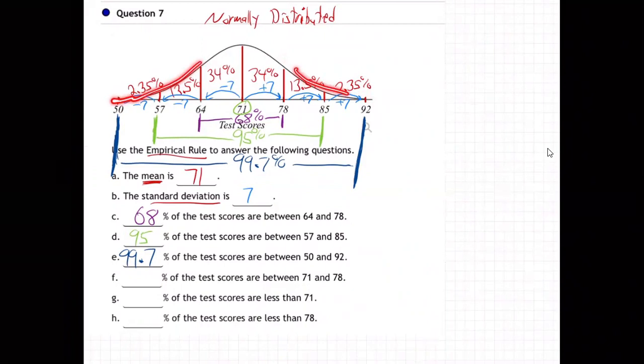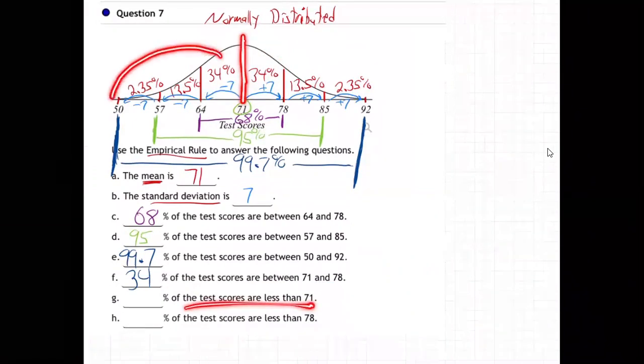What percentage of the test scores are between 71 and 78? Well, 71 and 78, that's 34%, isn't it? So that would just be 34%. What percentage of the test scores are less than 71? Here's 71. What percentage are left? Well, that's exactly half of the curve, isn't it?